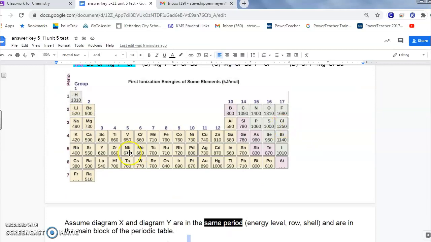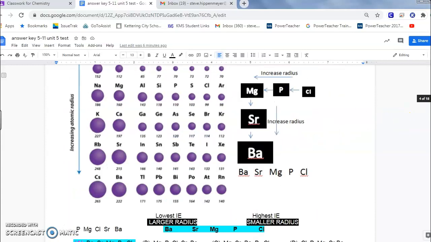Here's chlorine. Where's rubidium? Way down here, 2 rows below it. Left to right, they get smaller. So if chlorine and rubidium were on the same row, chlorine would be smaller. But chlorine's also 2 rows above rubidium. So not only is it to the right, but it's 2 rows up. Chlorine is way smaller than rubidium.